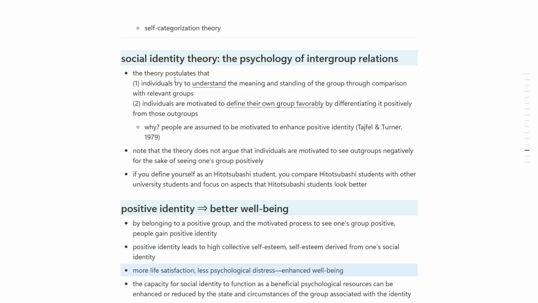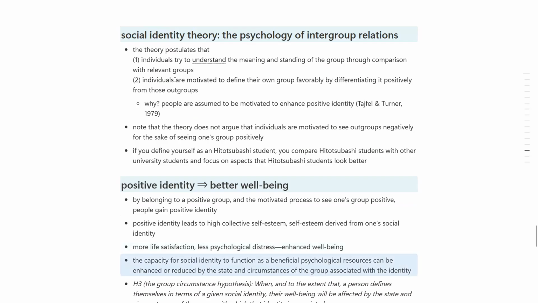This is kind of obvious, because the more you feel good about yourself, the more likely you are to be satisfied with your life, right? And then you are also more likely to have less psychological distress. The more you feel good about yourself, the less likely you are to experience psychological distress. There are fewer things that you are worried about when you feel good about yourself. And this more life satisfaction and less psychological distress will enhance your well-being.